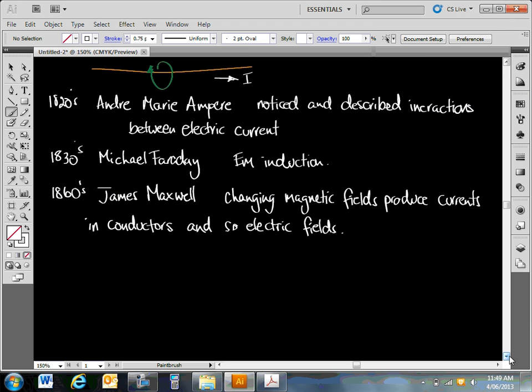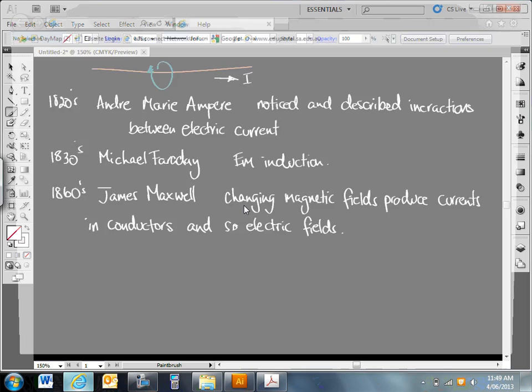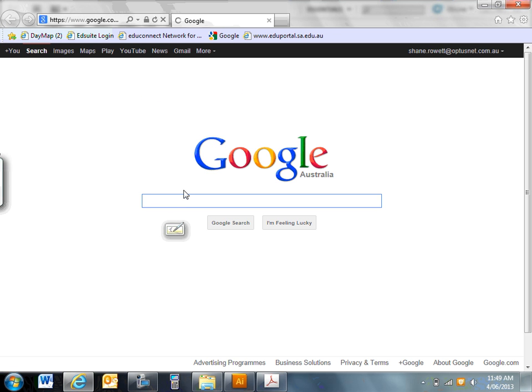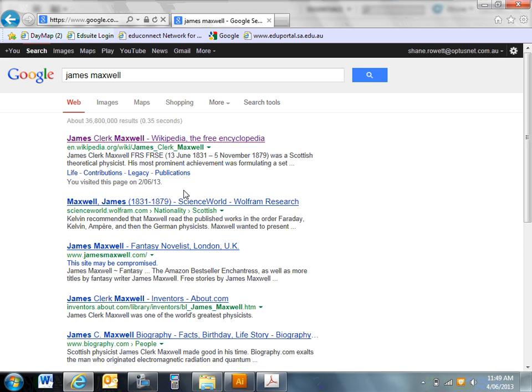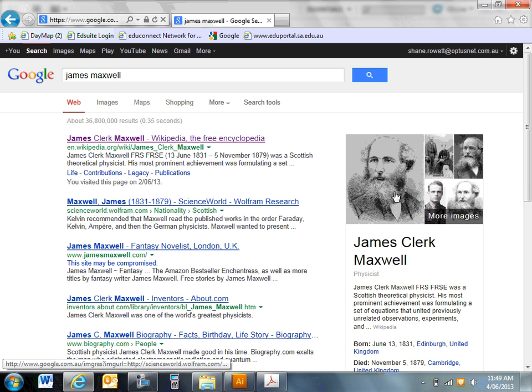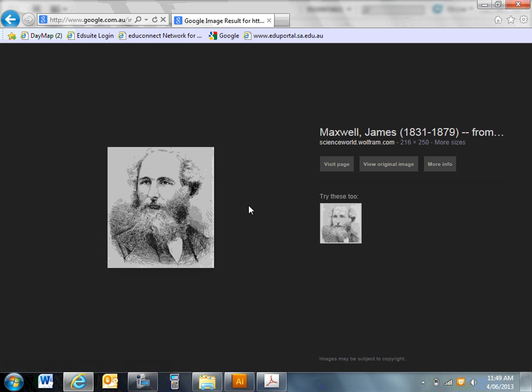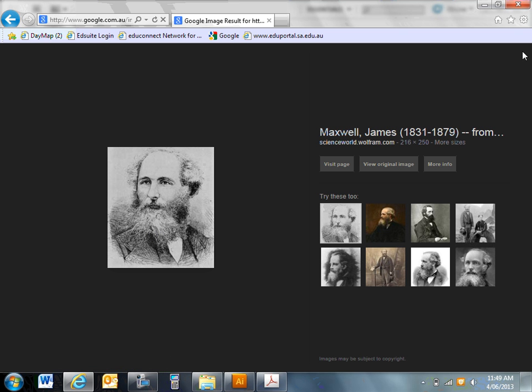James Clerk Maxwell. I'll show you a picture of him very quickly. If the internet's fast enough, it might not be. I'm going to give up. James Maxwell. There he is there. I don't think he lived very long. He was only 48 when he died. Yeah. So he had a big beard. They liked their beards back then.